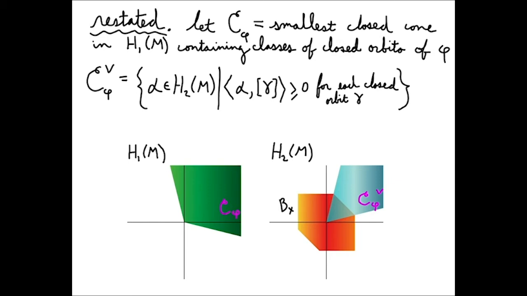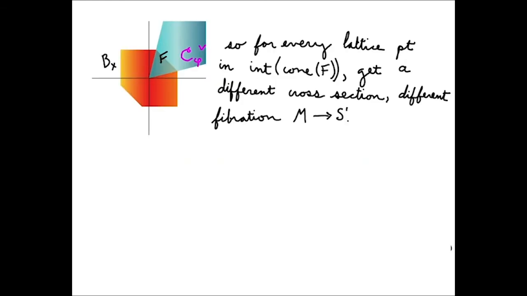So on the left, I've tried to draw what C sub phi might look like. And on the right, I take this dual cone, and it defines exactly the cone over a top-dimensional face of the Thurston norm-ball. So I've tried to draw an example of what the Thurston norm-ball might look like, and I'm going to use the notation B sub x to denote the Thurston norm-ball in the future slides. And every lattice point in the interior of this blue cone is represented by a cross-section. So I get a bunch of different fibrations of M over the circle, one for every lattice point in the interior of the cone.